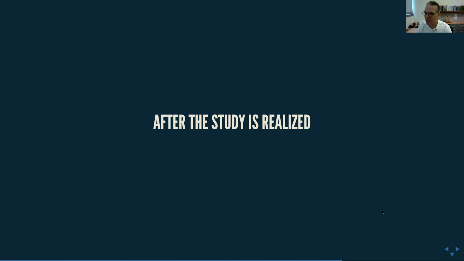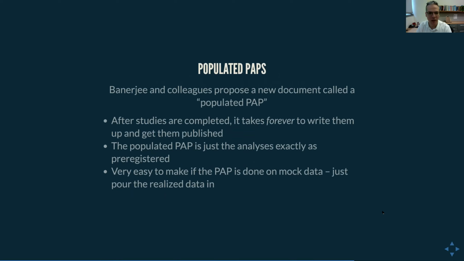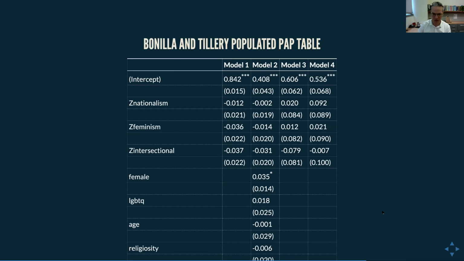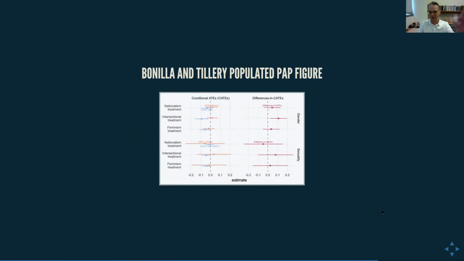Okay, so after the study is realized, we're going to do this populated PAP. I already pitched this to you by saying, look, it takes forever to write the paper, so you've got to just do the pre-analysis plan, do the analyses as you pre-registered. By the way, if you have written your PAP on the basis of mock data, then all it takes is to take the realized data, do one bit of munging to get the column names to be the same as you had in the pre-analysis plan, and then you can just pour that data set into that script, and out come all of the analyses, biggity baggity boom. So here are the actual regression tables. Here's the actual figure.